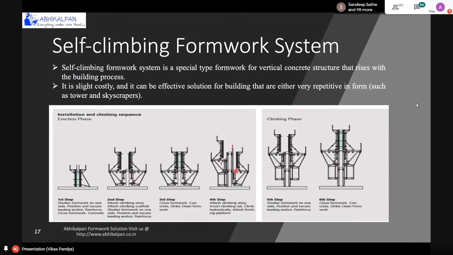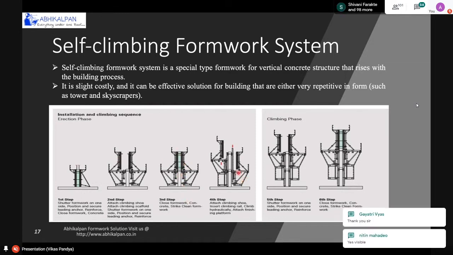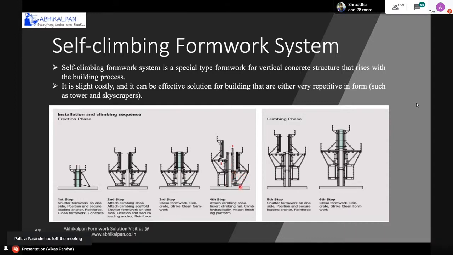So in this formwork system, as you can see in this picture, in step one we will place the first panel over there and the top working bracket for the first pour. After finishing the first pour, for the second pour, we will fix the climbing shoes on the first casted wall. And then we will complete the second pouring. After the second pouring is completed, when we go for the third pouring, we will fix the hydraulic system at the bottom of the formwork, as you can see in this fourth step. And after that, it will become a self-climbing system.